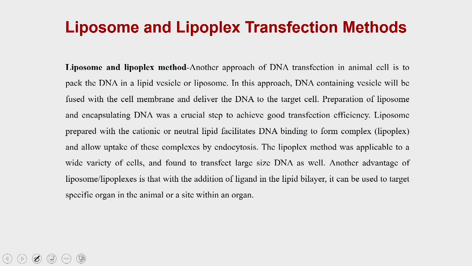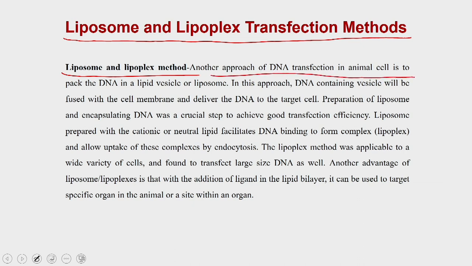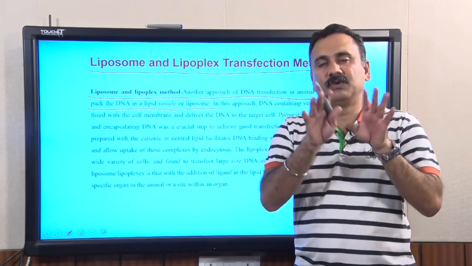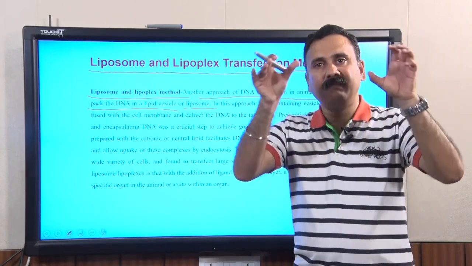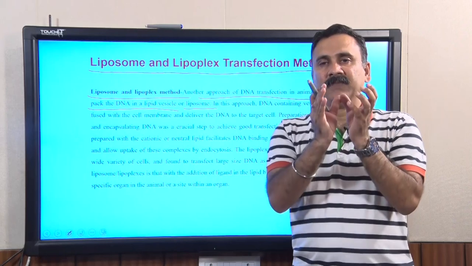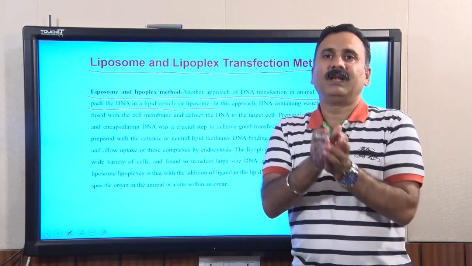Now the second approach is called the liposome and lipoplex transfection method. The liposome transfection method is an alternate approach where you pack the DNA in a lipid vesicle, or liposome. You know that if you take lipid vesicles and sonicate, they will rearrange and form liposomes. These liposomes are bilayer vesicles, and inside they have space where the material can be stored.